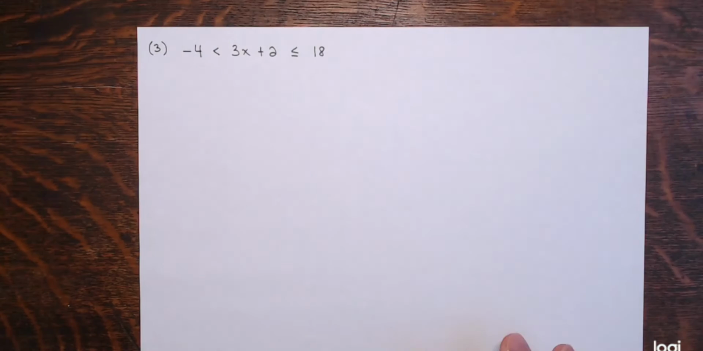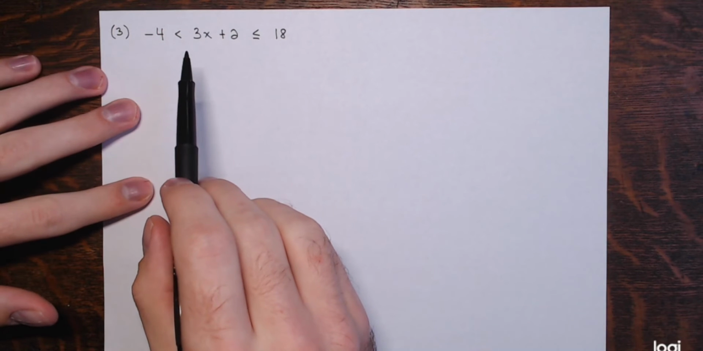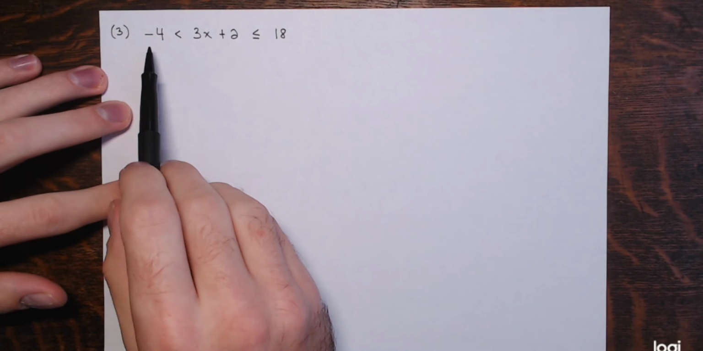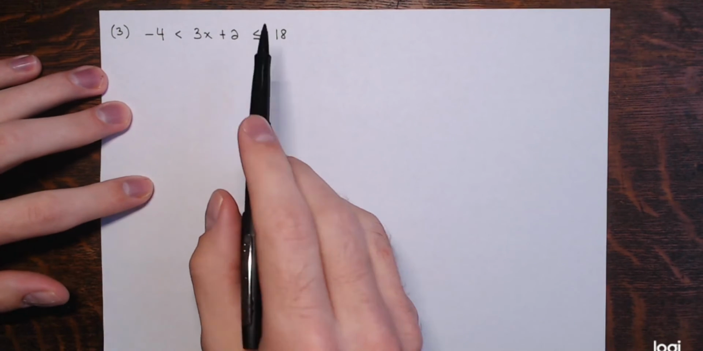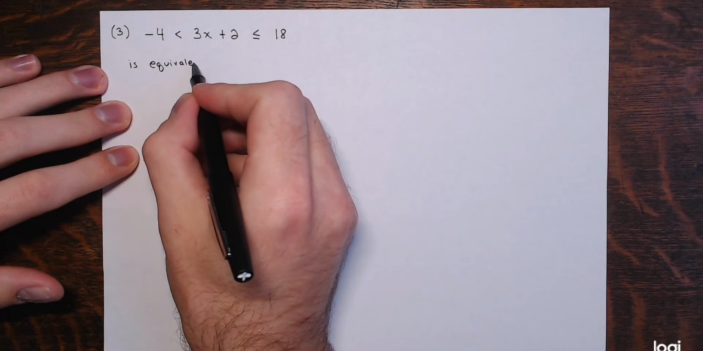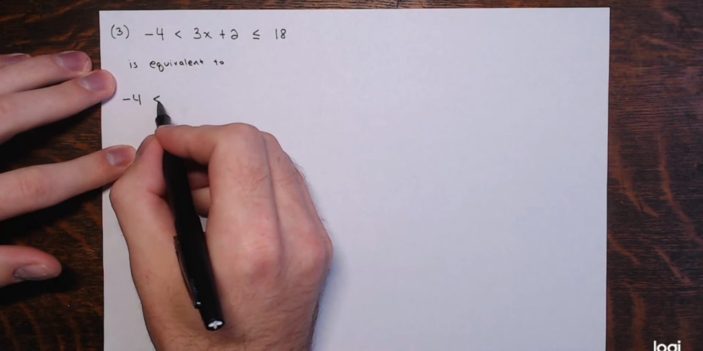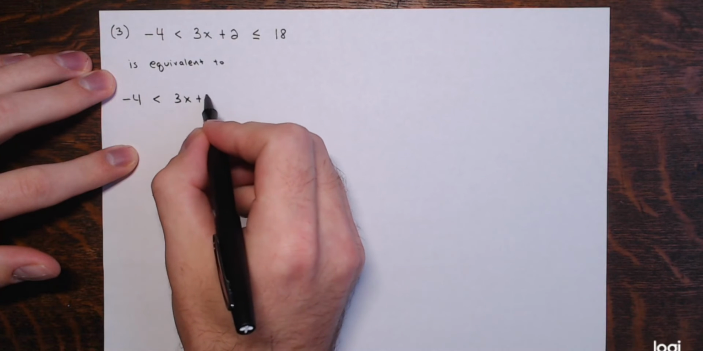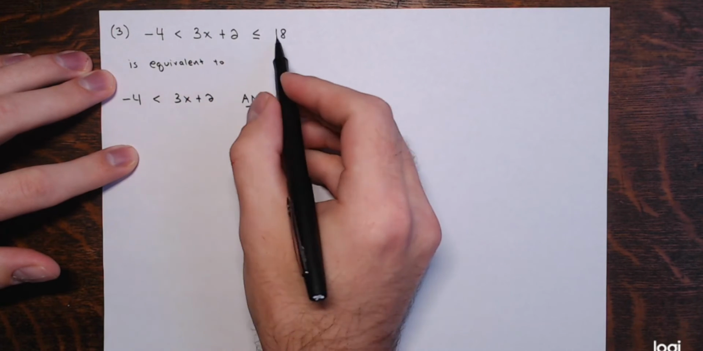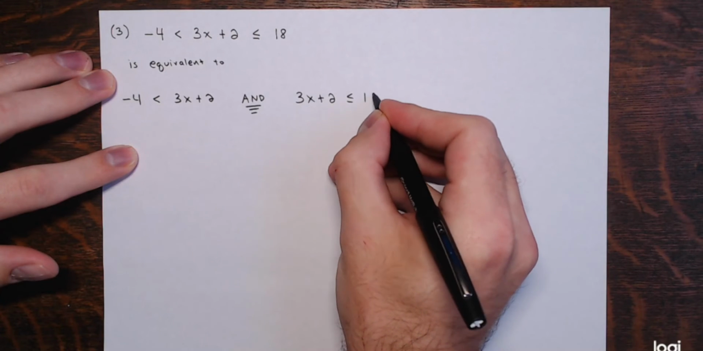All right, example 3, same thing. Do the same stuff each time here, except for, again, number 5, my last example is going to be an OR inequality. Once again, I have one of these connected inequalities, and this is equivalent to the left inequality, negative 4 is less than 3x plus 2, and the right inequality, 3x plus 2 is less than or equal to 18.